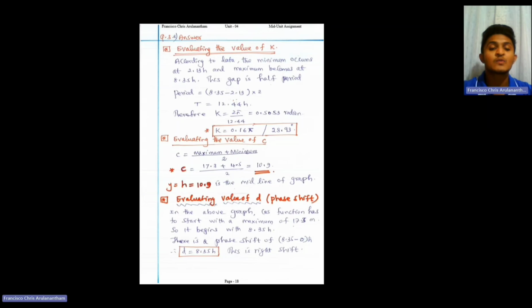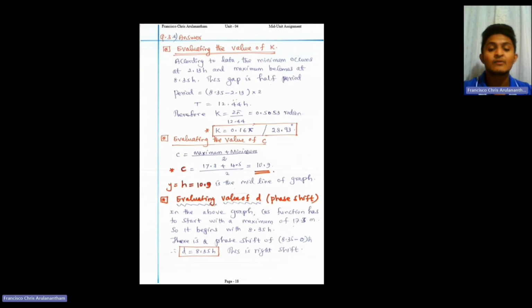Next, evaluating the value of c. c is equal to maximum plus minimum over 2. The maximum value is 17.3 and the minimum value is 4.5. If we substitute the values, we will get c as 10.9. So y = h = 10.9 is the middle line of the graph.